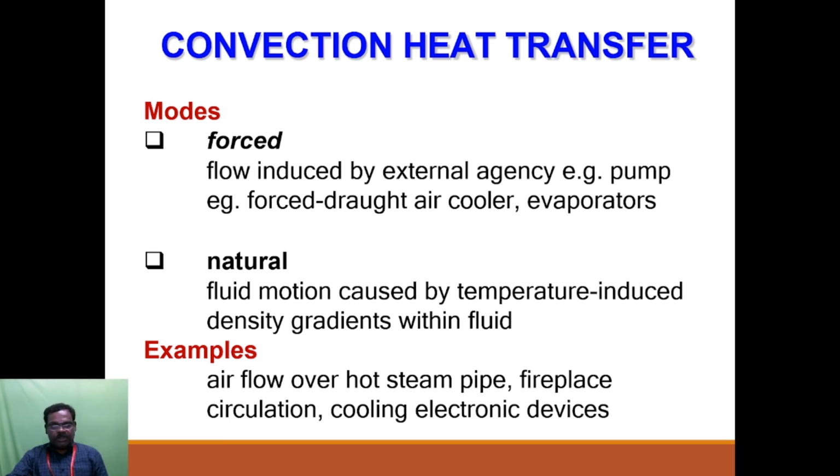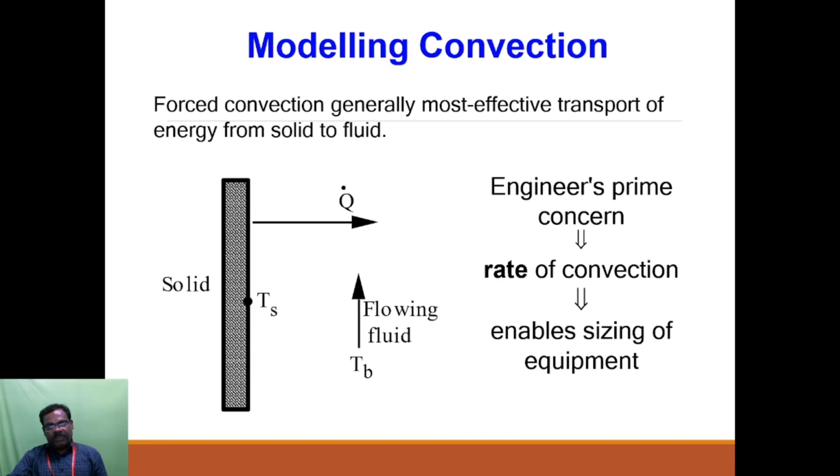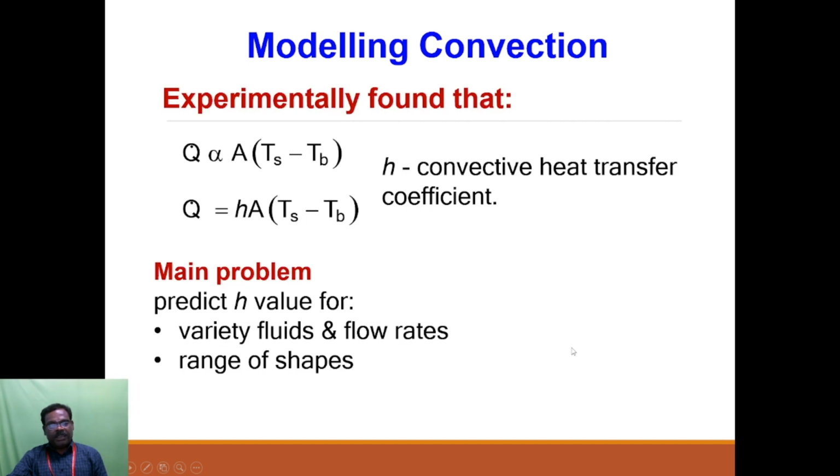So there is no need for external media for natural convection. An external agency is required to transfer heat in forced convection. Okay. So this is the modeling. For the engineer, the rate of convection enables sizing of the equipment. These things we have already seen. Q is directly proportional to area and temperature difference. Remove this proportionality: Q equal to HA into the difference in temperature. It's the general formula for convection.